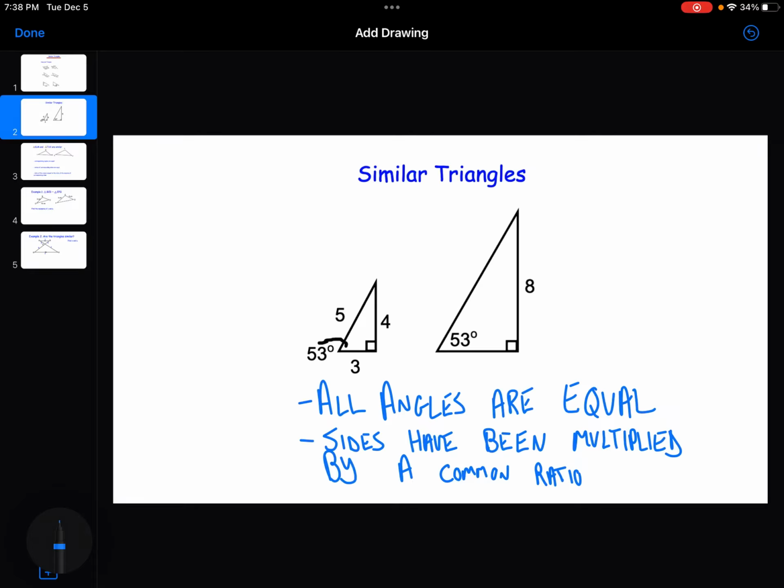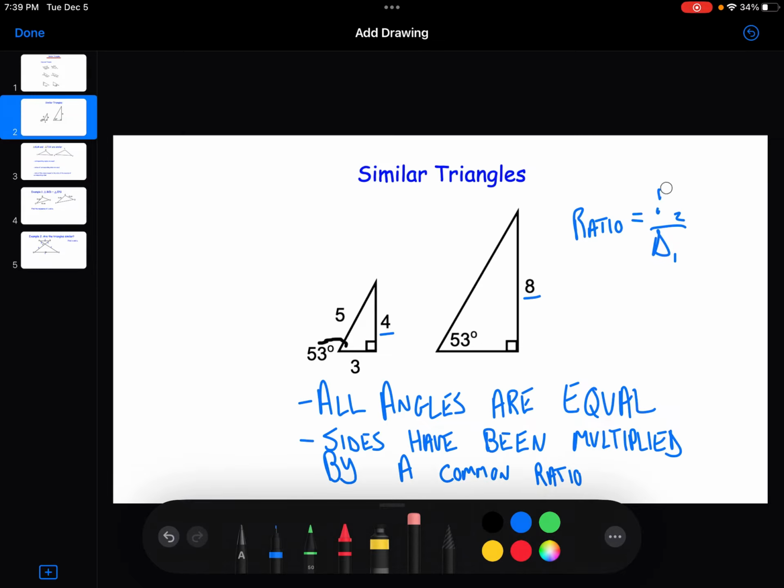So if I look at this, I know that this and this are corresponding sides. So I can find the ratio by doing triangle 2 divided by triangle 1. Those are triangles, not D's. I'll switch that, make it a little clearer. So triangle 2 divided by triangle 1. I can have 8 divided by 4, which is 2. So the ratio here, I could find this side by doing 3 times 2, which is 6. I could find this side by doing 5 times 2, which is 10. The ratio has just increased everything by 2.